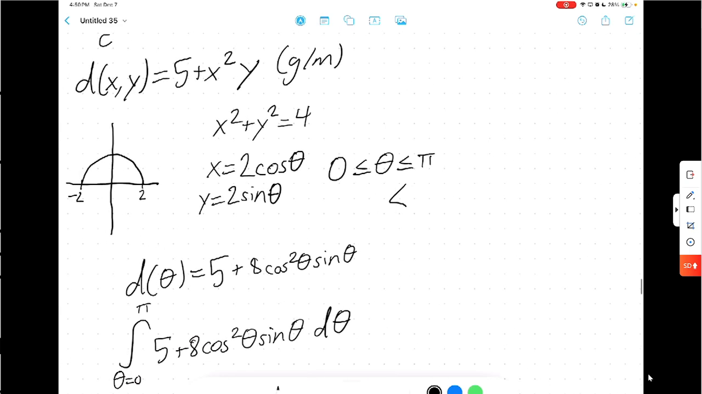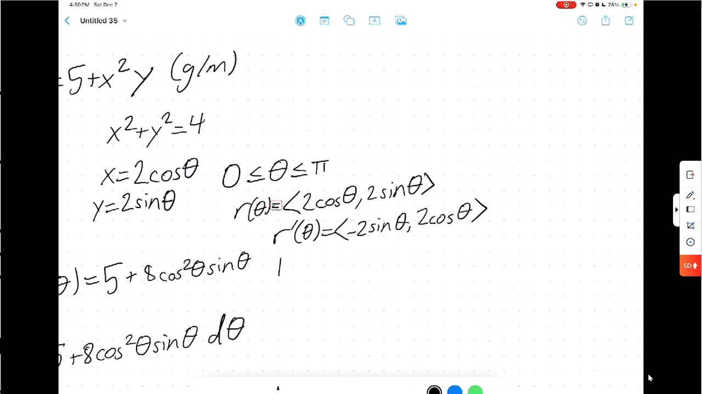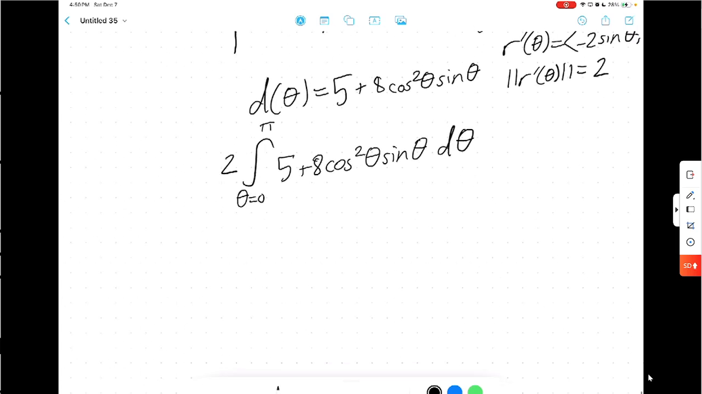I think we have to do times the magnitude of the derivative. Yep, I have to do the magnitude of the derivative. R of theta is equal to this. R prime of theta is equal to negative 2 sine theta, 2 cosine theta. And then the magnitude of this is 4 sine squared theta plus 4 cosine squared theta, which is actually just 2. So I just put a 2 in front.